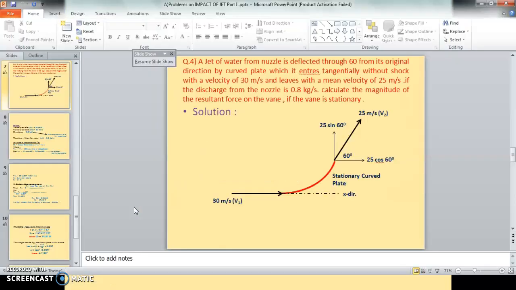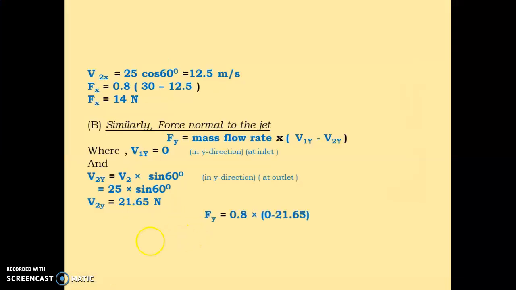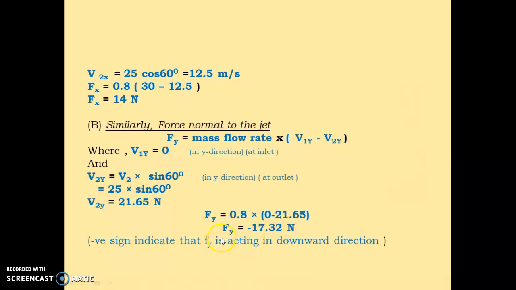Its value comes out to be 21.65. Now Fy is equal to 0.8, the mass flow rate, into 0, the initial velocity in the y direction, minus 21.65, the final velocity in the y direction. So the answer is that the force in the y direction, the force normal to the jet, is minus 17.32 Newton. The negative sign indicates that Fy is acting in the downward direction.